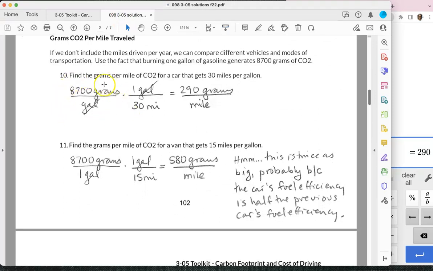So I was showing you the process of writing this down first, putting grams per mile over here next, because that's what you're trying to get to, and then you realize, oh right, I need to put gallons on top for that to cancel. And that way I'll end up with grams per mile. So this means every mile you drive, this car would emit 290 grams of CO2. And then same process for this van, 580 grams per mile, which is exactly double the emissions of this car, and that's because the fuel efficiency is exactly half of that fuel efficiency.